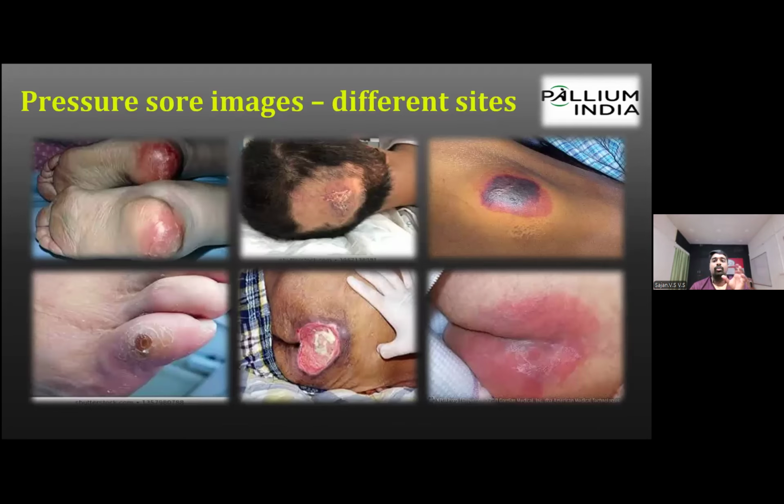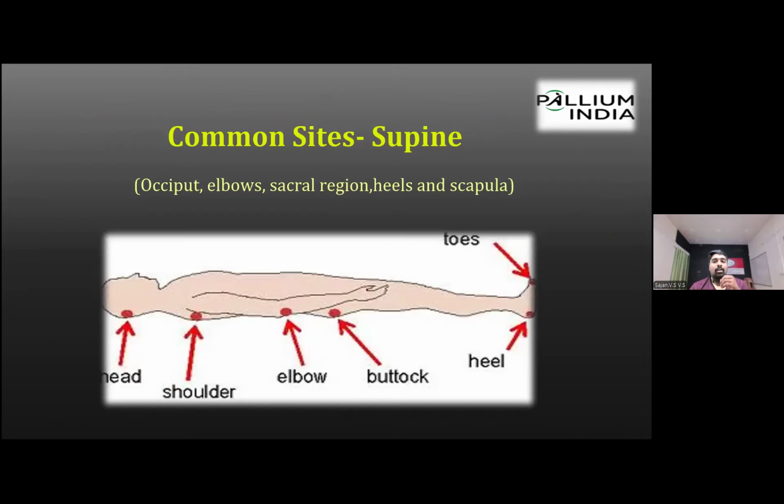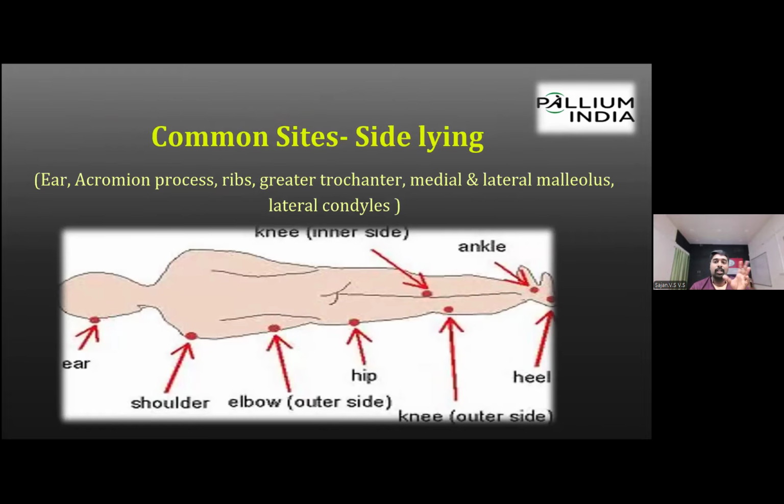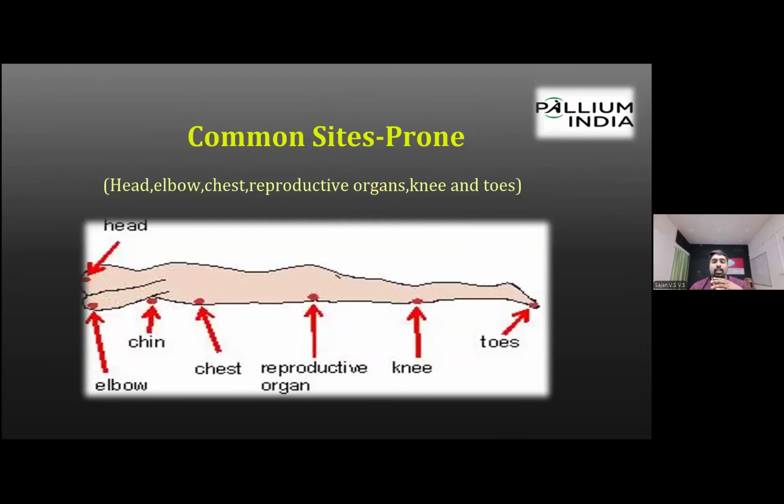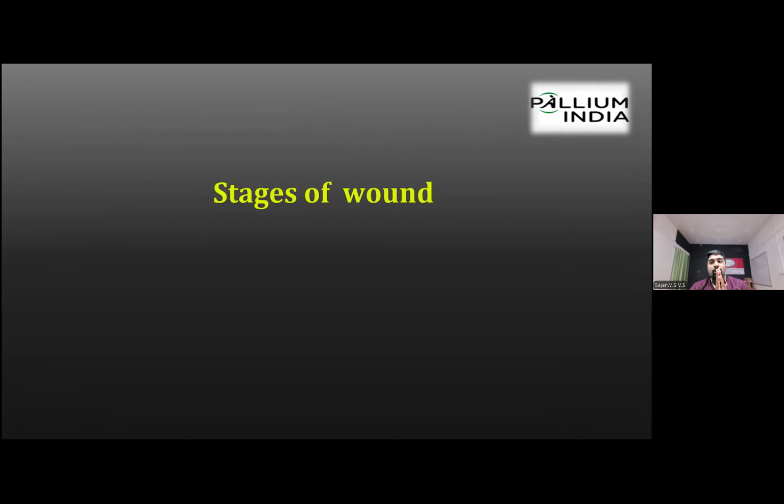These are some real pictures of pressure sores that might be seen. It is the same thing in various positions: supine position, sideline or lateral position, right or left, then Fowler's position, then prone position. In these positions, the red marked areas are the pressure prone areas. We need to assess and concentrate on all these points when we see this type of bed bound or dependent patients. So, stages of wound. My question is, how many stages are there in pressure sores?